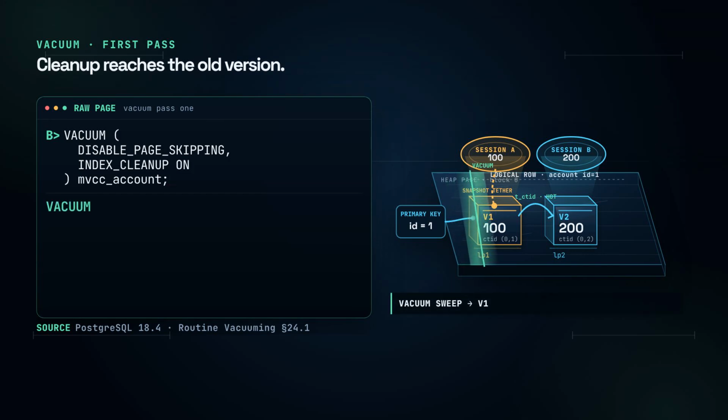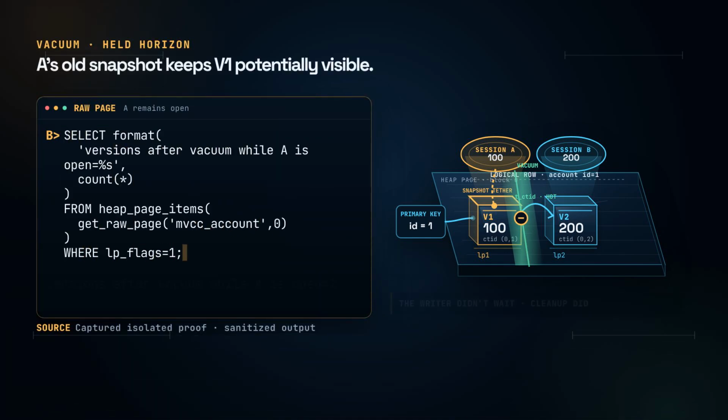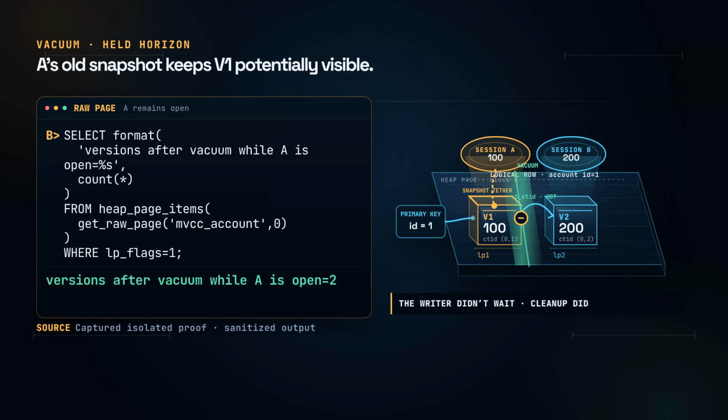This is where MVCC's greatest strength creates its operational cost. The old version cannot disappear while session A might still need it. Session B runs a standard vacuum with page skipping disabled for the demonstration. Vacuum finishes, but pageinspect still reports two physical versions. The update did not wait for A. Cleanup did. When session A commits, its old snapshot is released.